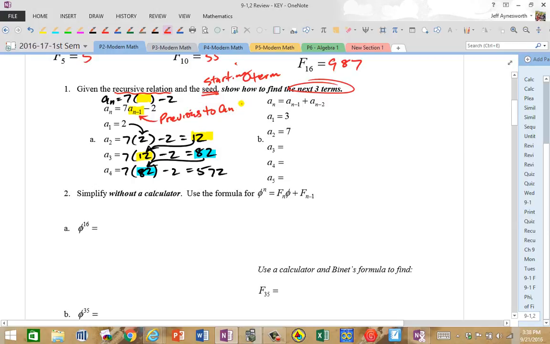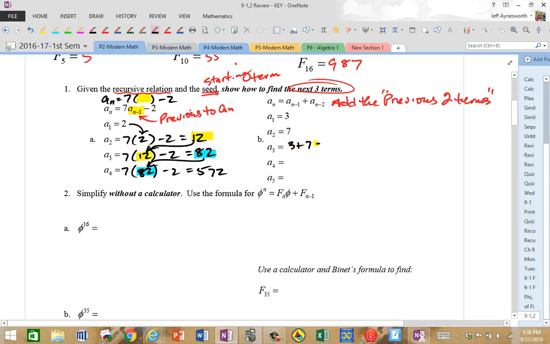Previous term. This one, this recursive relation means take the two previous terms and add them together. All right, sum the previous or add the previous two terms. So I'm going to write that down in English because that's what it means. A sub n minus 1 and a sub n minus 2 are the two previous terms to a sub n. So add the previous, keyword previous now, all right, two terms. That's what that means. So a3 is a1 plus a2.